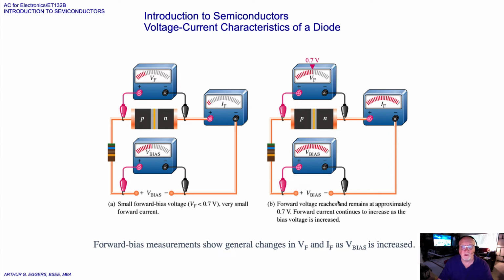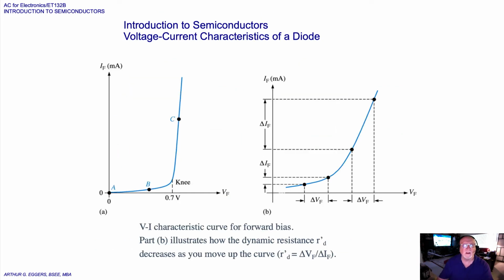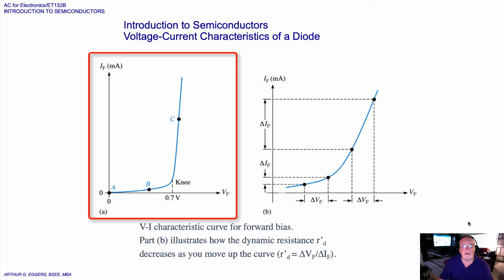So what we need to do now is take a look at how we take what we've seen here in these diagrams and apply them to a curve. So let's take a look at graphing the VI curves. If you plot the results of the type of measurements that we just took a look at, you get what is called the VI characteristic curve for a forward bias diode.